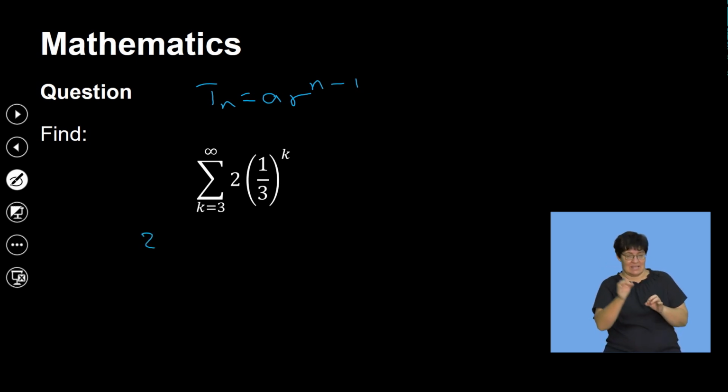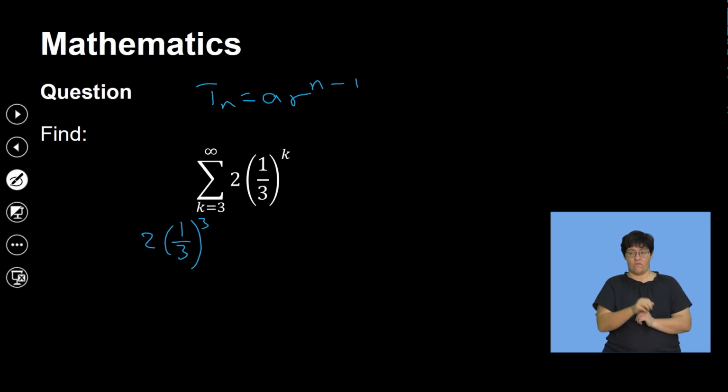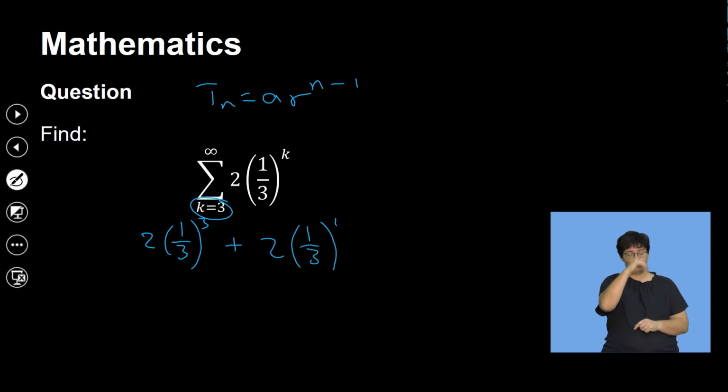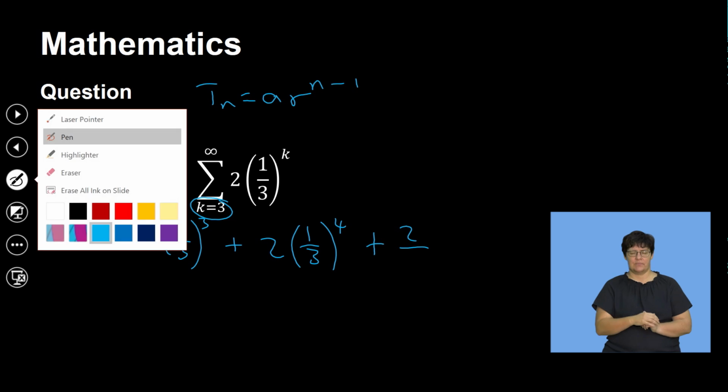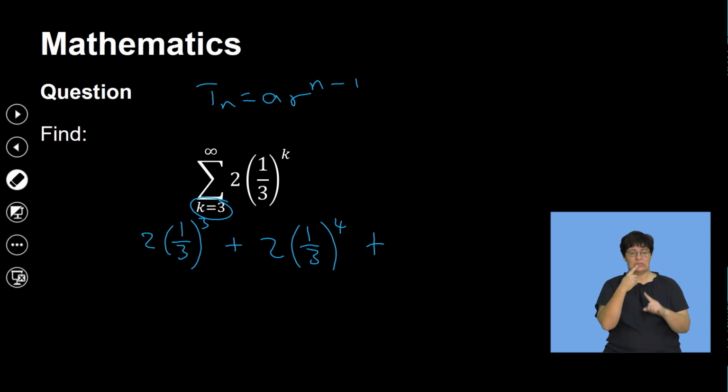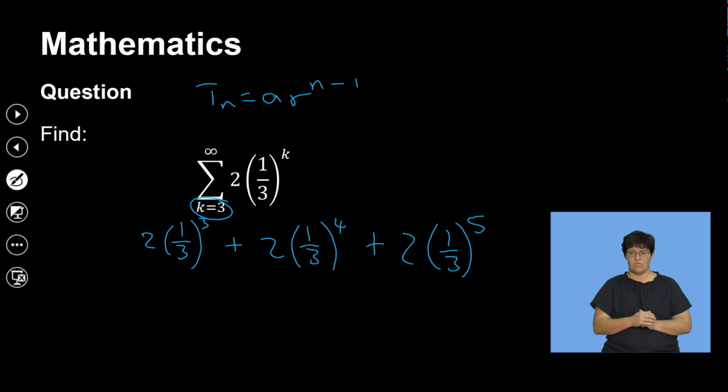So it becomes 2 into 1 over 3 to the exponent of 3. Why 3? Because the first position is at 3. Plus 2 into 1 over 3 to the exponent of 4. Plus 2 into 1 over 3 to the exponent of 5. So just get 3 terms. You don't need to get all of them, right?